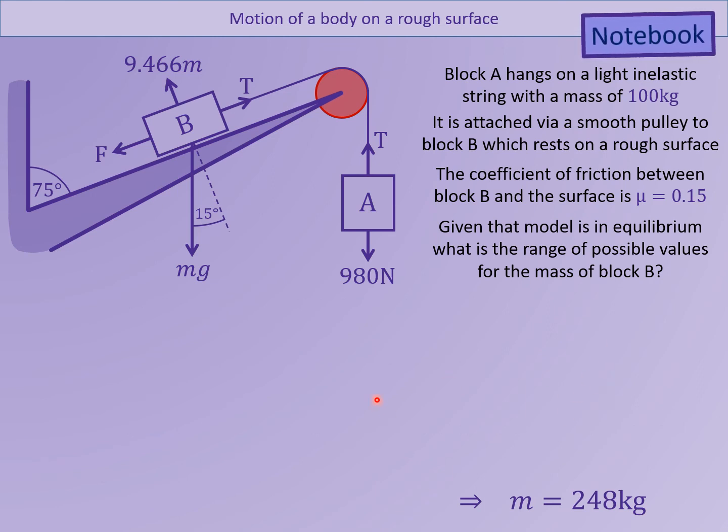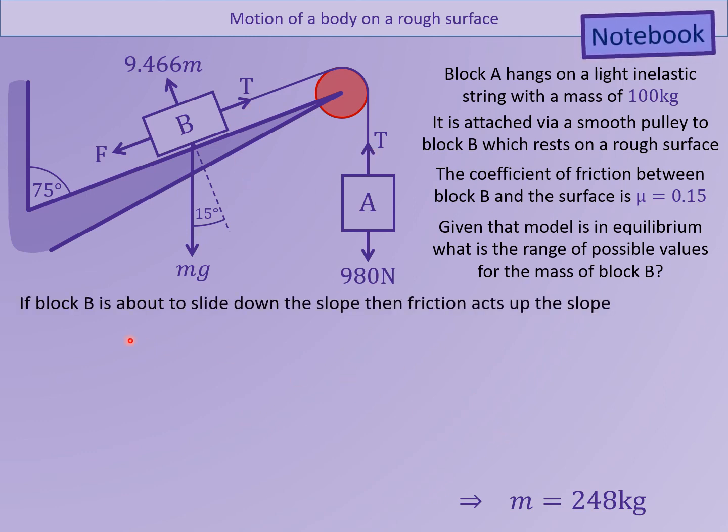Well, most of it is still the same. The R value is still the same. This bit's still the same. The tensions are still the same. The only thing that's different is if it's about to slide down the slope, friction acts in the opposite direction. So the frictional force will actually act up the slope, because it wants to go in this direction. Okay, so that's important. It wants to go down there, so friction is going this direction. So you've always got to consider where your limit in equilibrium is, which direction it's going to move.